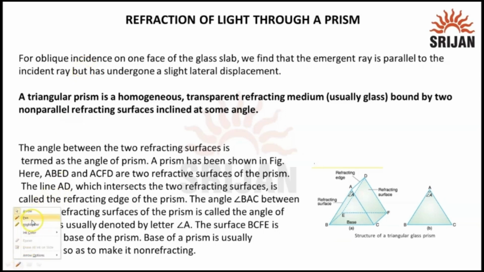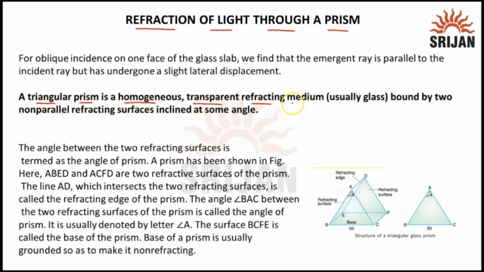So today in this video we'll be studying about the refraction of light through a prism. Now let us first understand what exactly the prism is. A triangular prism is a homogeneous, transparent refracting medium, usually glass, bound by two non-parallel refracting surfaces inclined at some angle. You can also understand this by looking at this picture.